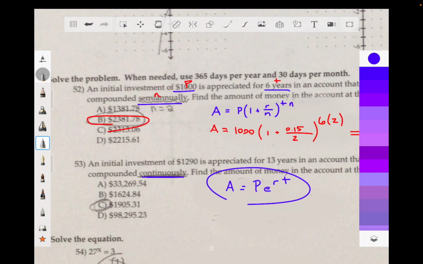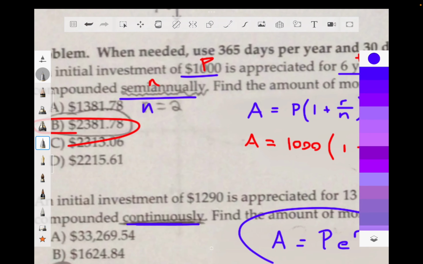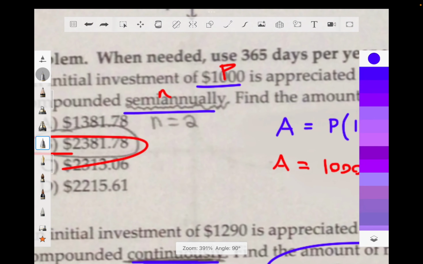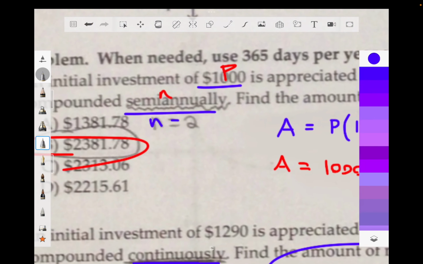If they give you a compounding period and a year time, like monthly, then n is going to be 12 because there are 12 months in a year. If they say every quarter, a quarter is 25%, so n would be 4.